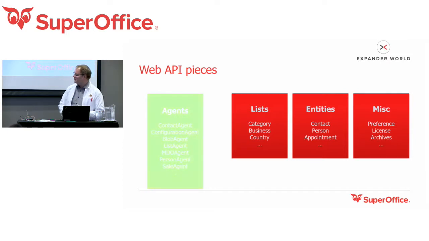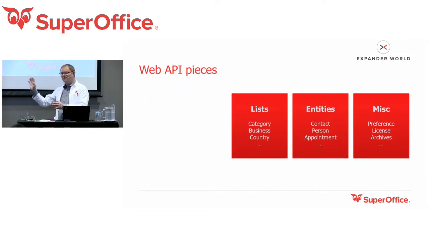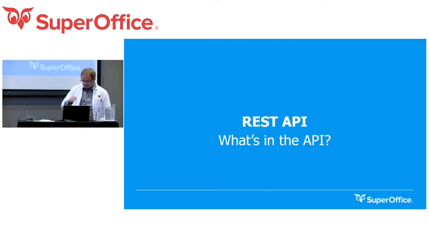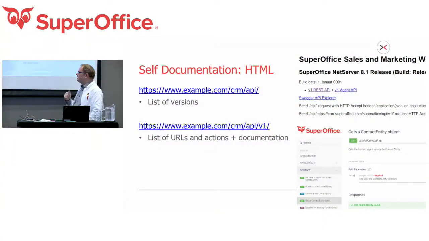But I will ignore most of that stuff. But if there's functionality that hasn't been exposed in the REST API, you can always go dig it out of the agents. But I'm going to focus more on these things, the lists and entities and other things. So what's in the API? Well, first thing, we've got documentation in the API now.